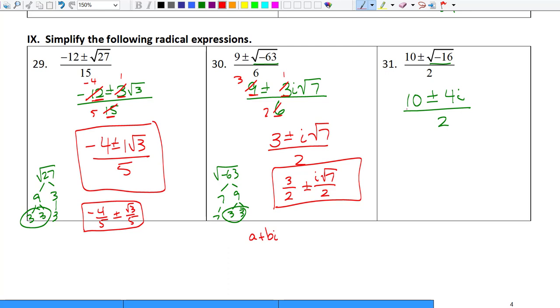And in this case, 10, 4, and 2 all have a common factor of 2. So if I divide each by 2, 10 divided by 2 is 5, 4 divided by 2 is 2, and 2 divided by 2 is 1. That gets me 5 plus or minus 2i over 1. But no one writes over 1, so we're just going to write 5 plus or minus 2i. And that already is broken up into a plus bi form. So I don't need to do any more breaking up because it's already there.